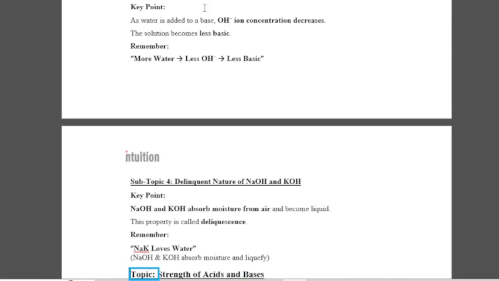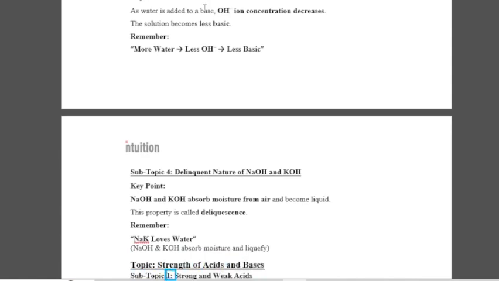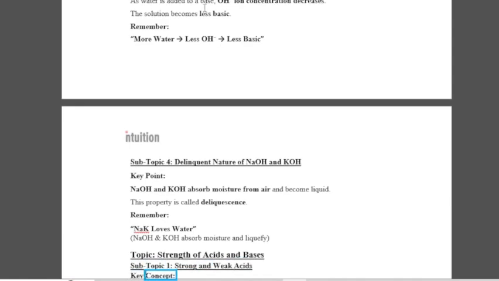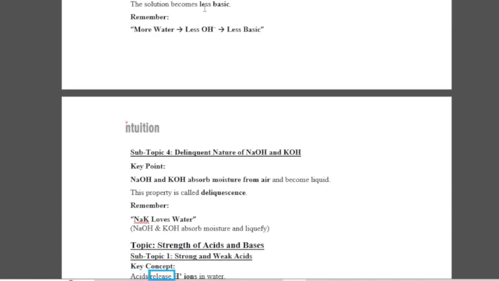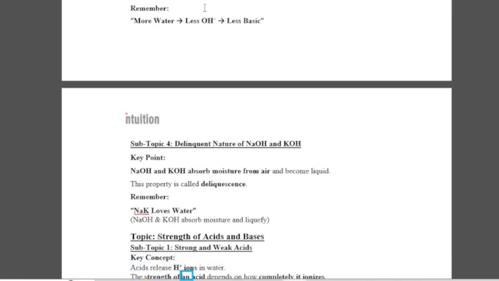Topic: strength of acids and bases. Subtopic 1. Strong and weak acids. Key concept: acids release H+ ions in water. The strength of an acid depends on how completely it ionizes.